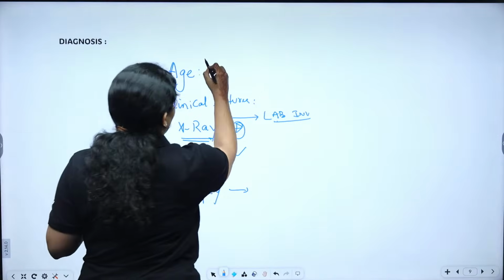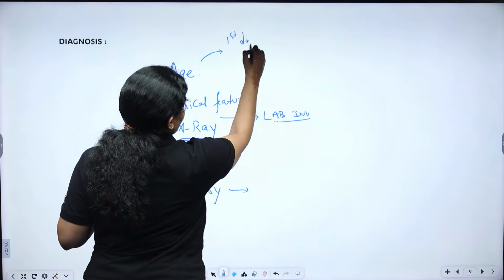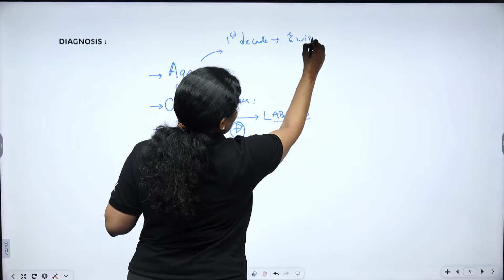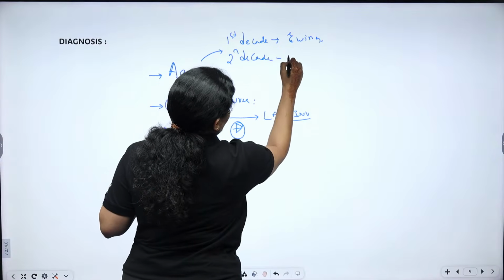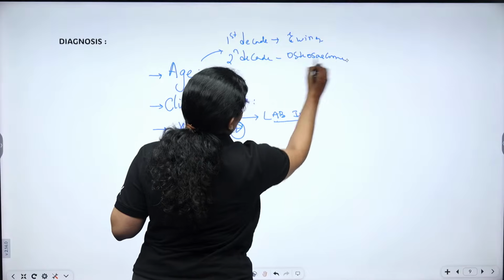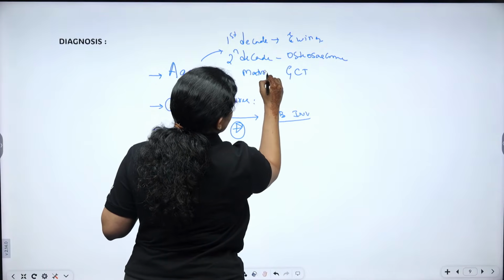So age is very important. Whenever I say age, if it is the first decade, it is mostly in terms of Ewing's, right? And the second decade is mostly in terms of osteosarcoma, right? And if the patient is skeletally mature, then you think of giant cell tumor, okay? Like that, the age is very important.